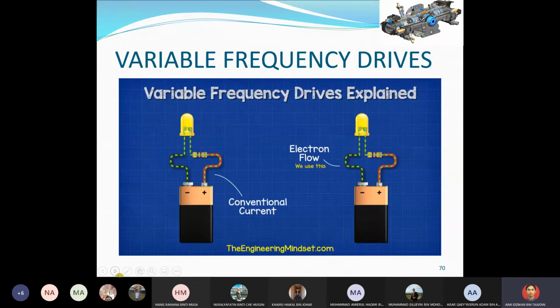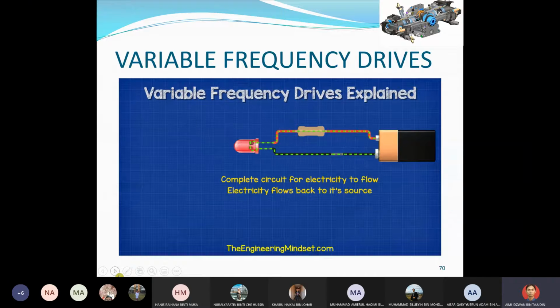Now I'm animating this using electron flow, which is from the negative to the positive, but you might be used to seeing conventional current, which is from positive to negative. Electron flow is what's actually occurring. Conventional was the original theory, and it's still used widely today. Just be aware of the two theories and which one we're using.